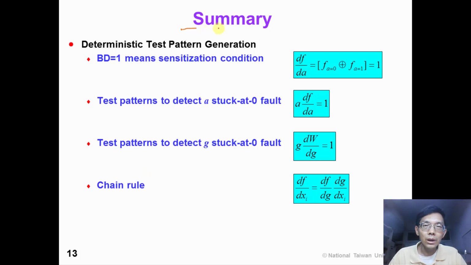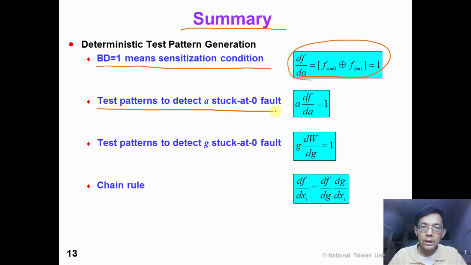Here is a summary of today's lecture. In this video, we introduced the Boolean difference technique, where BD equal to 1 means that the input A is sensitized to the output. The test pattern to detect A stuck-at-0 can be written as A times df/dA equal to 1. For internal signal G, we can find a similar expression. Finally, we introduced the chain rule, which is very similar to that of traditional calculus.